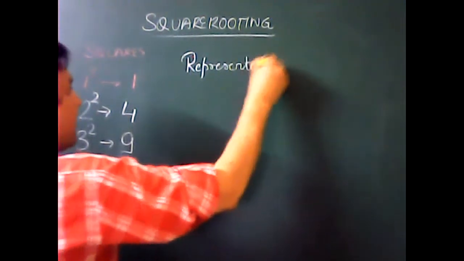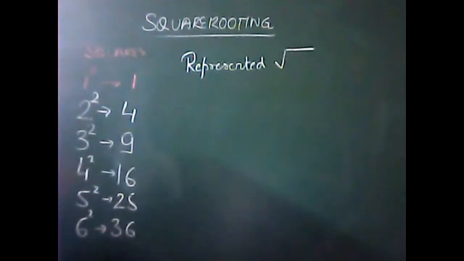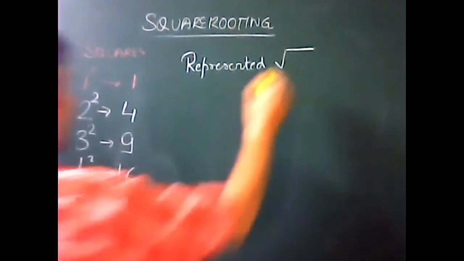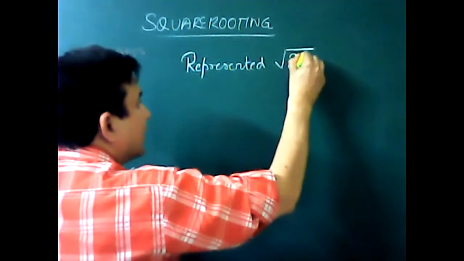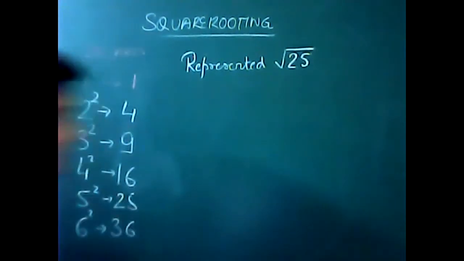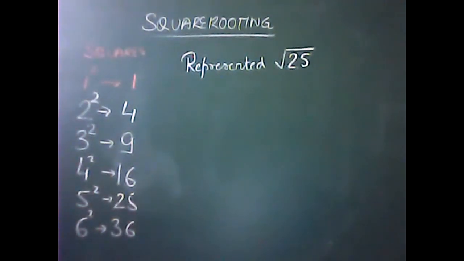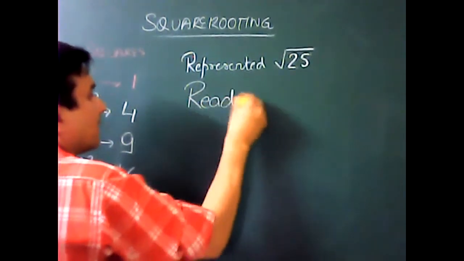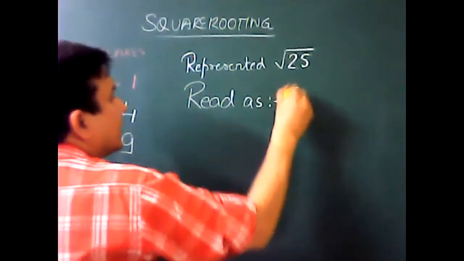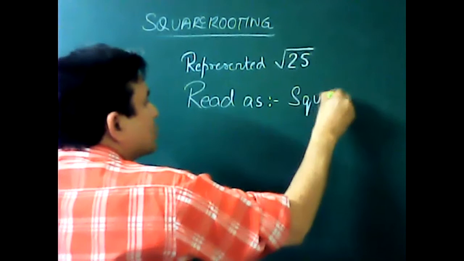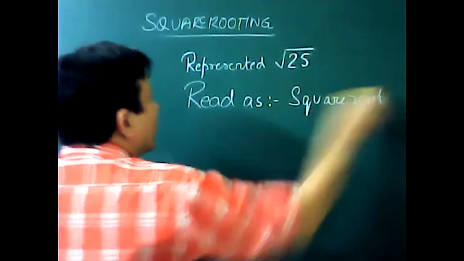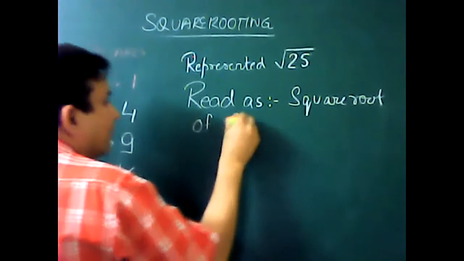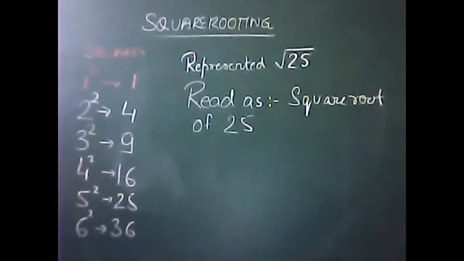It is represented as this symbol. This means square root. When I write a number below it, how am I going to read it? I will read it as square root of 25. Clear? This will be read as square root of 25.